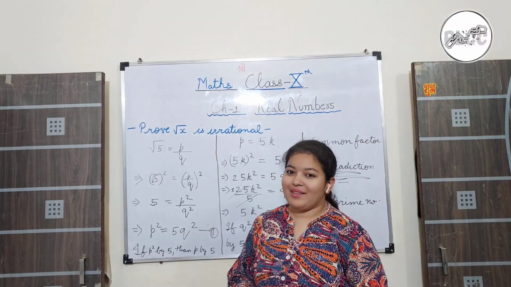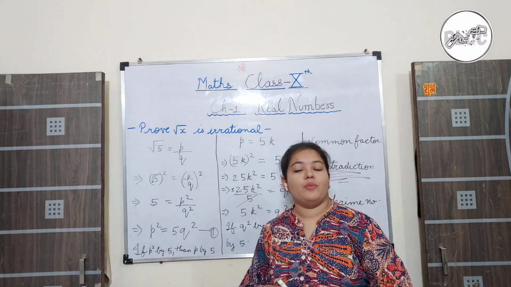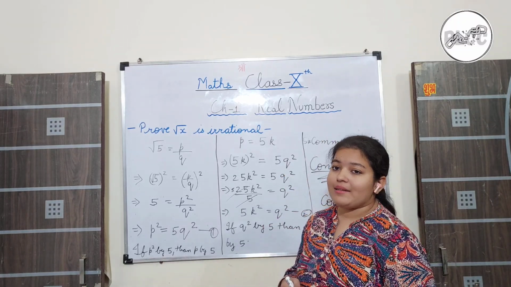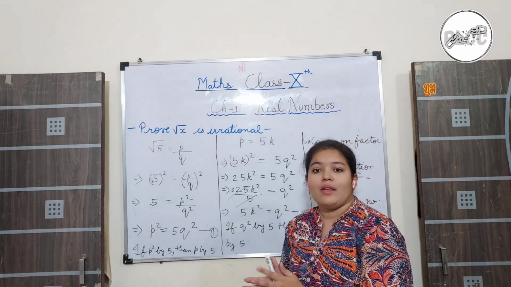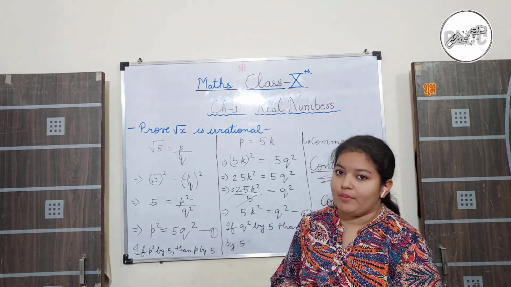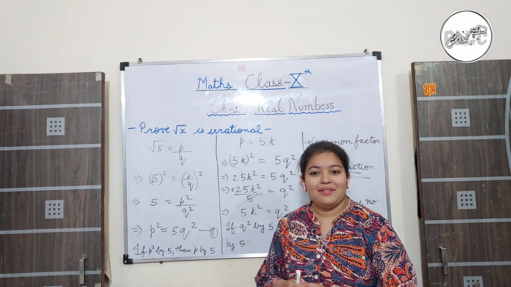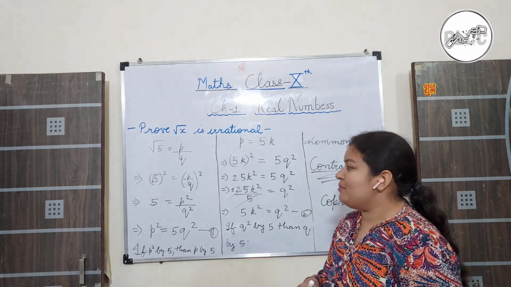So here I am with the next question. The question says us to prove that any number which is in root is irrational. So here we have taken the example of root 5. The question says that we have to prove root 5 is an irrational number. I don't know why students find it very tricky, but it's so easy. Let me simplify it for you.